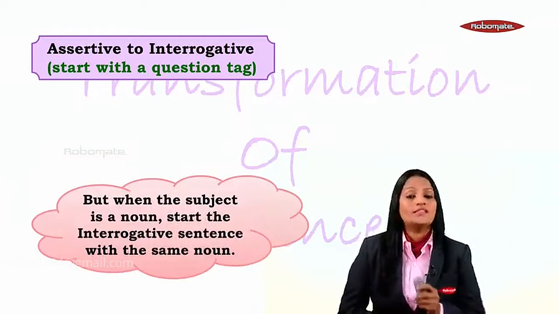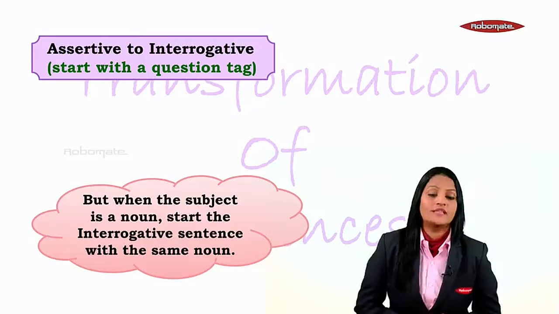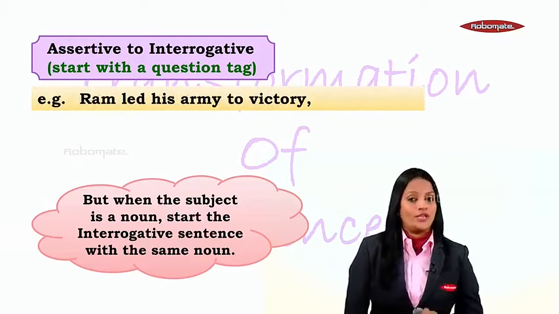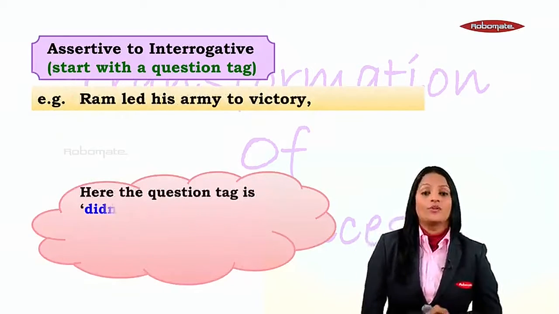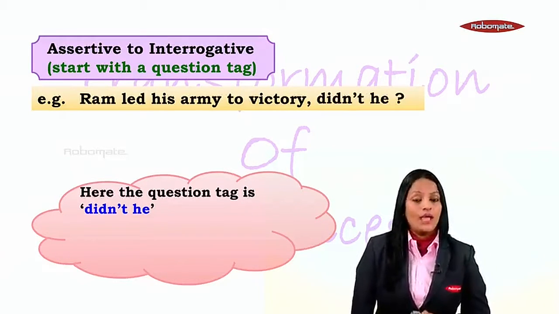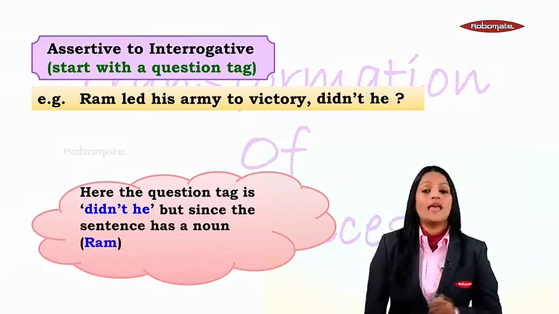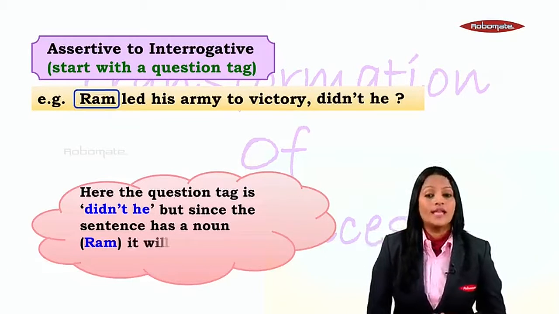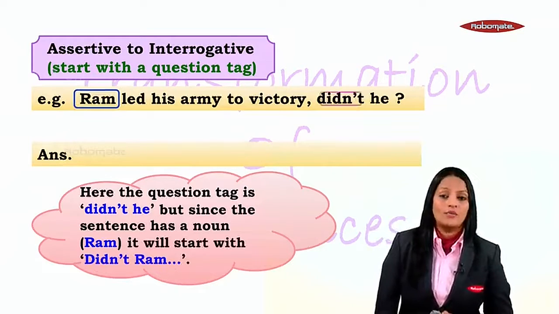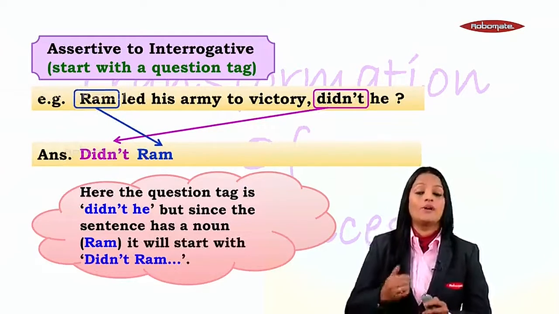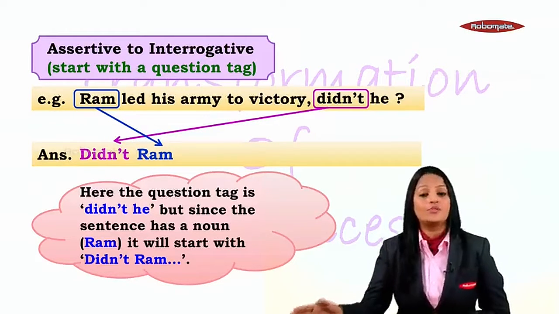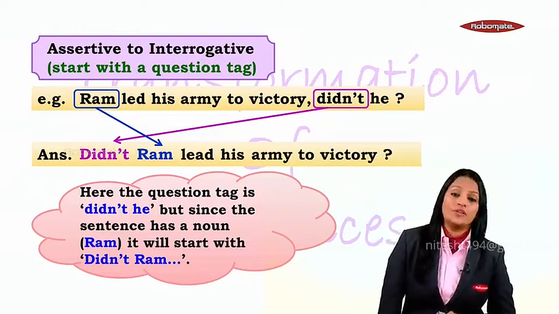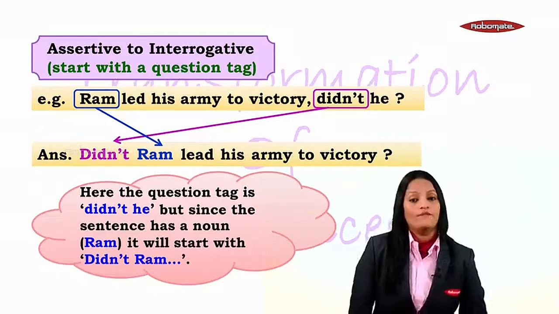But students, when the subject is a noun, start the interrogative sentence with the same noun. Let's take an example. Ram led his army to victory. Now, what is the tag going to be? It's going to be didn't he. Okay? But students, since the sentence has a noun, that is Ram, we will not say didn't he, we will say didn't Ram. So, we start with didn't Ram. Of course, the main verb will remain in the present tense because we've already used a didn't. So, didn't Ram lead the army to victory or lead his army to victory?